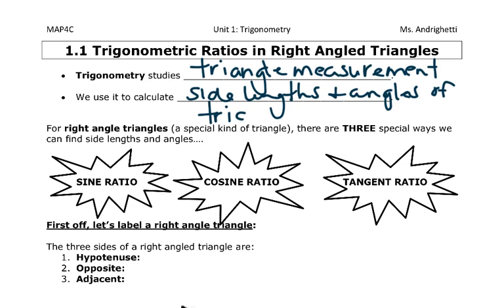So there's different kinds of triangles, and for each kind of triangle we can use a different tool. In this lesson, we are going to be dealing with right angle triangles. Those are triangles that have a right angle in them. And there's three special ratios that you can use for right angle triangles: sine ratio, cosine ratio, and tangent ratio. So we're going to be practicing with all of them today.